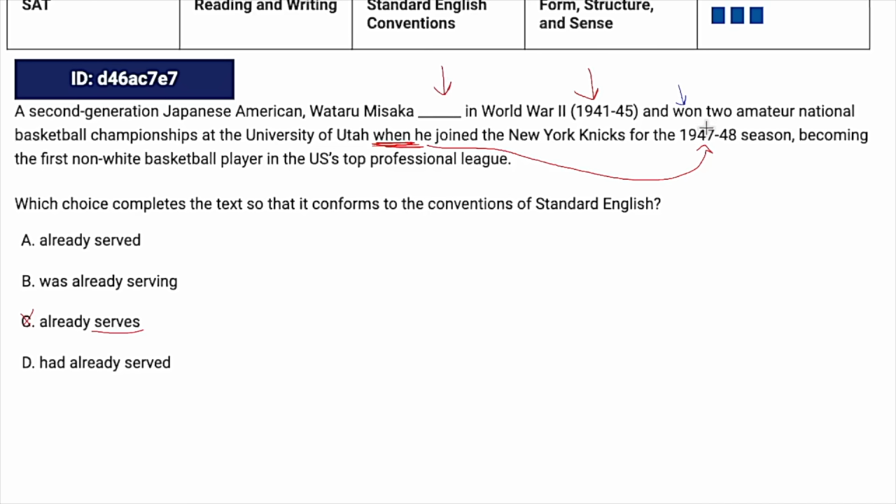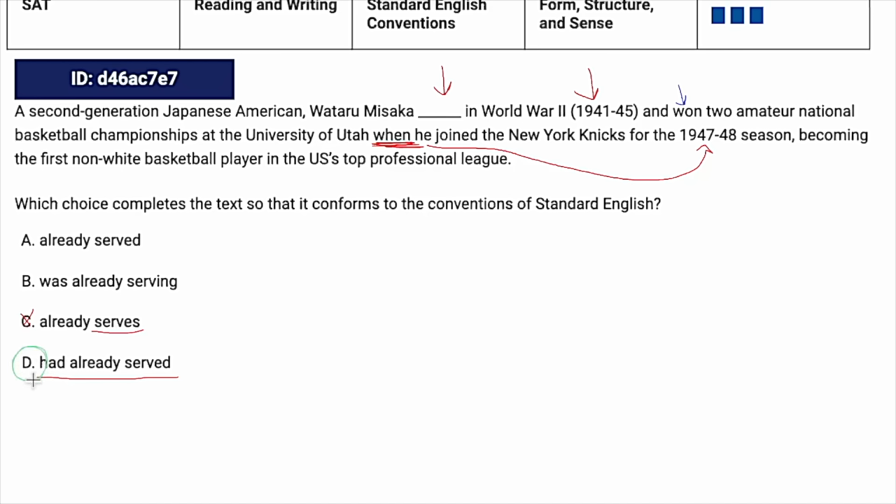And I just said it out loud. I just used the past perfect tense because that's actually exactly what we want to use in this situation. So saying it out loud, WM had already served in World War II when he joined the New York Knicks in 1947. So he had already done this thing when he did this other thing, if that makes sense. So our choice is D.